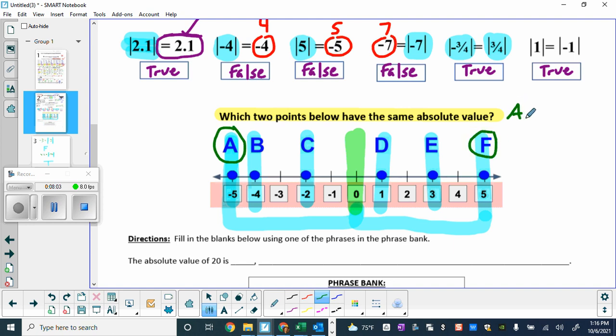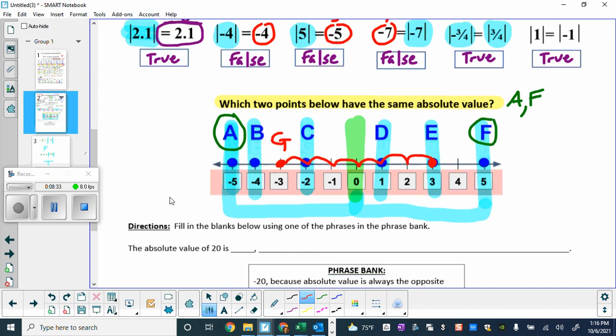A and F. If I wanted you to plot in a point and call it G, and I wanted it to have the same absolute value as E. So here's point E. If I want something to have the same absolute value as point E, you would plot it right here. And I just said that we would call that point G. So those two have the same absolute value because they're both 1, 2, 3 spaces away from 0.